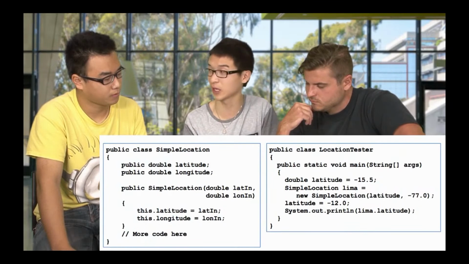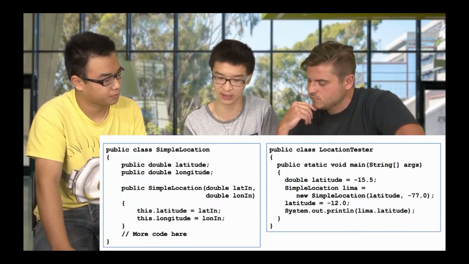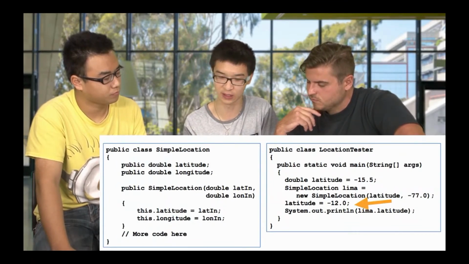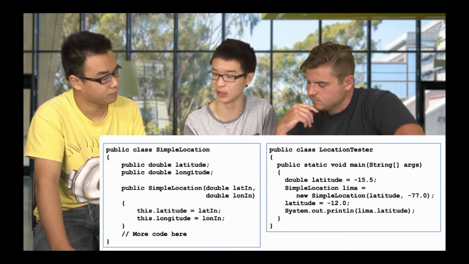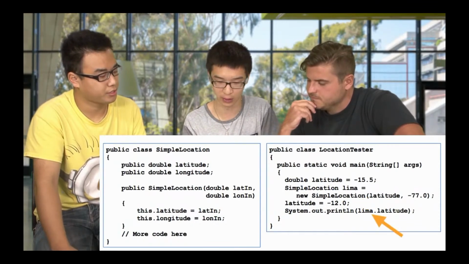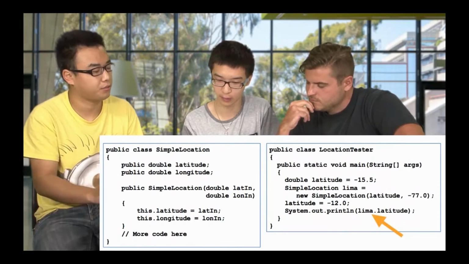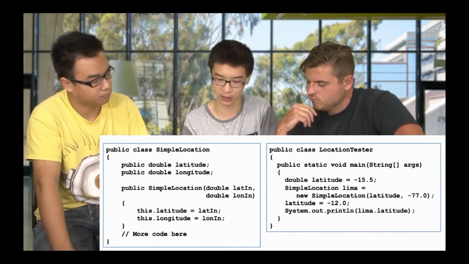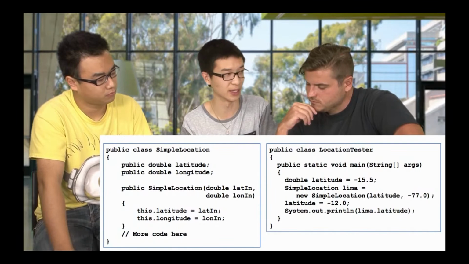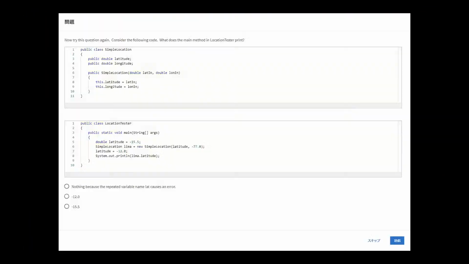So even when we come back to the main method and we look at lat gets negative 12.0, that's not going to change the latitude in our Lima. Right. I see. They just have the same name, but like two different access, I think. Oh, okay. So in the end, when we print out lima.lat, it's going to remain whatever we created it in the first place, which was negative 15.5. All right, cool.